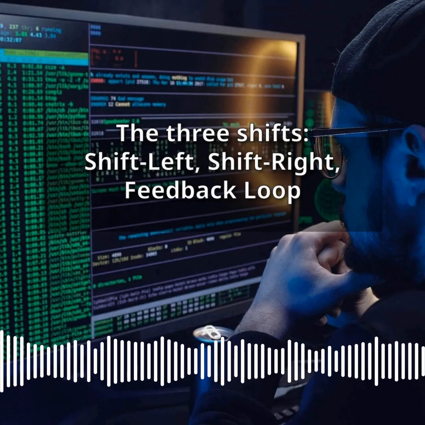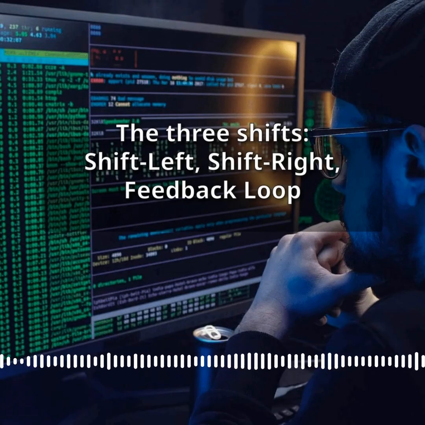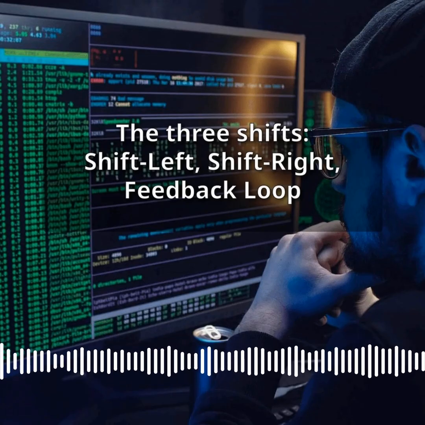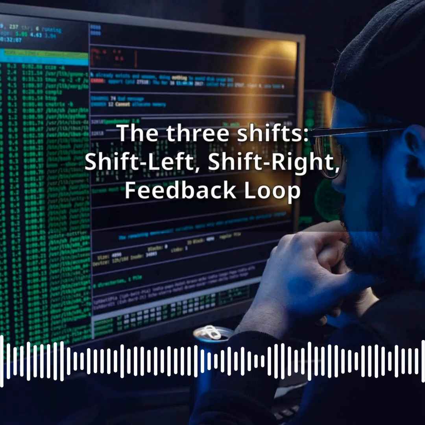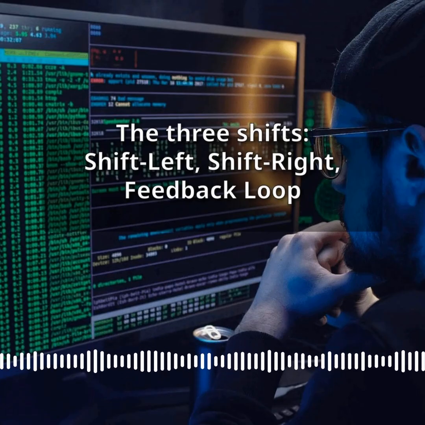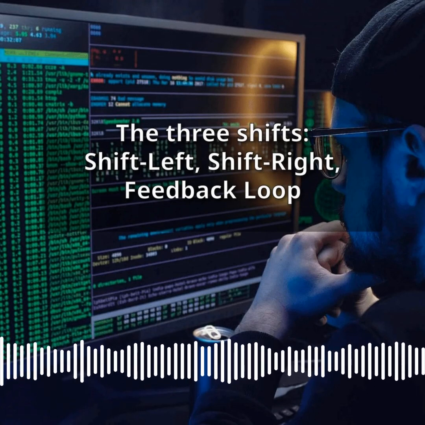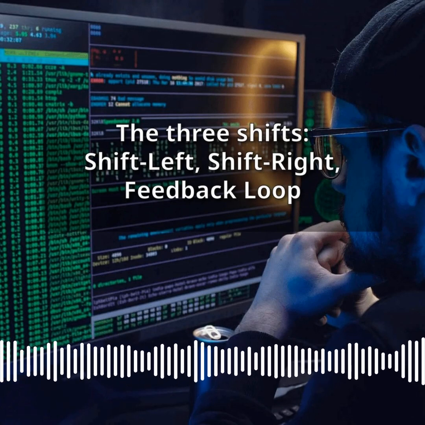The tools you will encounter throughout this course: static application security testing, dynamic application security testing, software composition analysis, container security scanning, penetration testing frameworks, each have a natural home within one or more of these three shifts. Understanding the conceptual framework makes it much easier to know why each tool exists and when to use it.